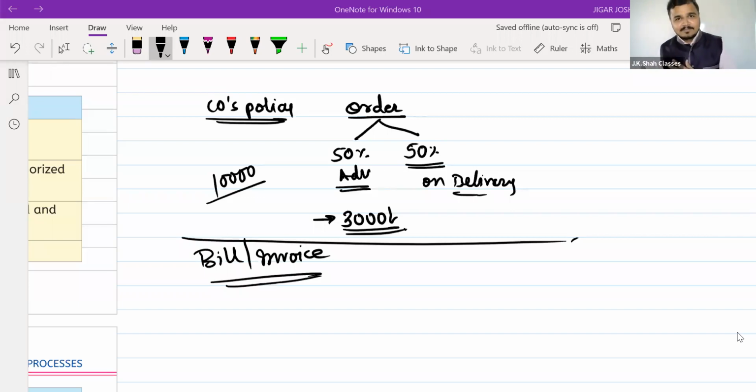Just like J.K. Shah sir. J.K. Shah sir is the only person, I think, in India who became a chartered accountant, then taught some students. They became chartered accountants. And today, their children are becoming chartered accountants under the guidance of J.K. Shah sir only.